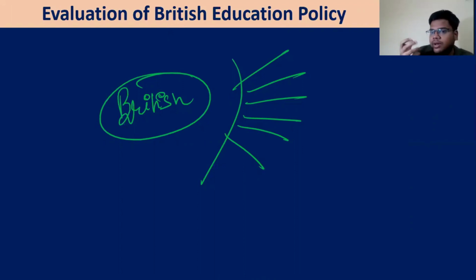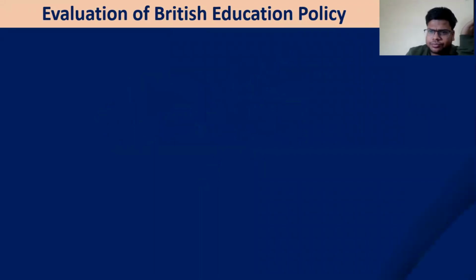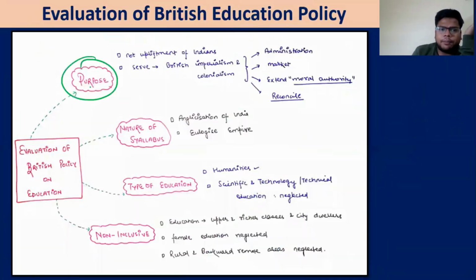Because of their nature, because of their purpose, the very purpose of education with which they set up these institutions was not to educate Indians or to enlighten the Indians, it was only to serve their own self-interest. When you are doing anything just to serve your own self-interest, how can you expect to get good results, isn't it? So if you evaluate, you can divide it into four ideas.